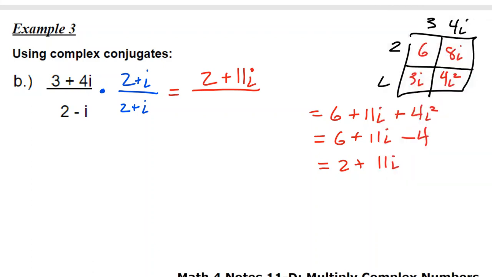And then we're going to figure out what's going on the bottom. Bottom is going to be that if this is a, b is going to be an understood 1 in front of the i. That's 2 minus 1i, 2 plus 1i, right? So a is 2, b is 1. So if we're going to say a squared plus b squared, that's going to be 2 squared plus 1 squared, which is 4 plus 1, which is 5.